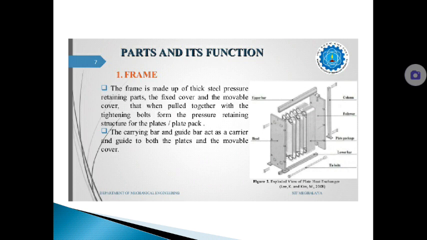First is the frame. The frame is made up of thick steel material. It is the pressure retaining part. The fixed cover and the movable cover, when pulled together with the tightening bolts, form the pressure retaining structure for the plates or plate pack. The carrying bar and guide bar act as a carrier and guide to both the plates and the movable cover.